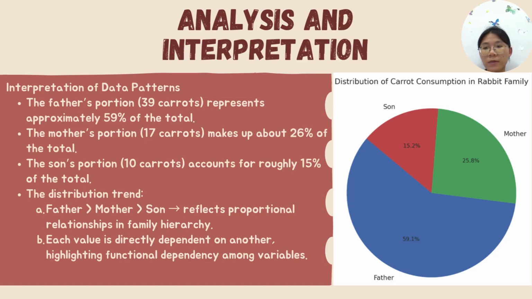So as a summary, the analysis shows that the father consumed the most carrots, followed by the mother and then the son. This trend highlights both hierarchical relationship and functional dependency among the family members. Overall, this data doesn't just show the numbers, it also reflects the balance and dynamics within the rabbit family.